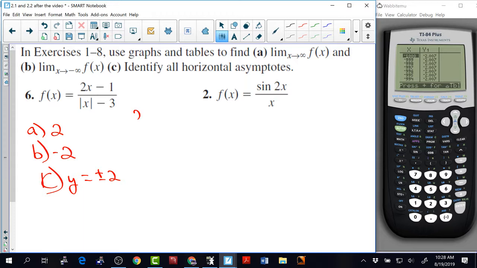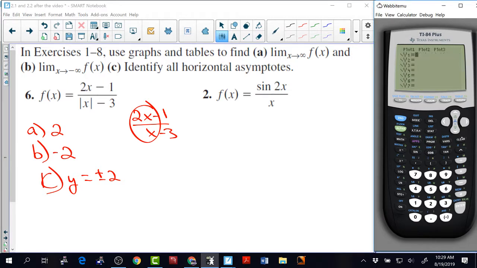If this absolute value wasn't there, if it's 2x minus 1 over x minus 3, then it would level off to 2 on both the right and the left sides. But when you cause this to be positive for the positive and the negative, that's where you get one's the positive and one's the negative. That's how the absolute value kind of affects the problem. Any questions?